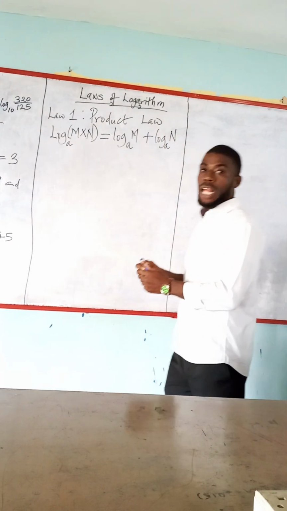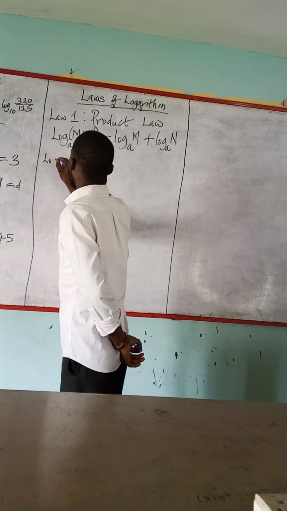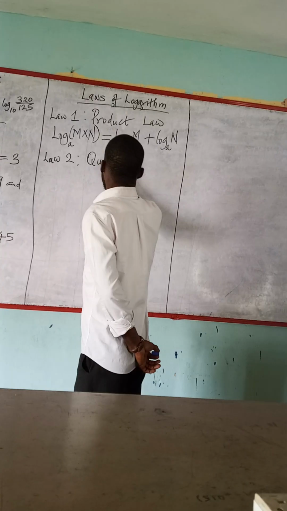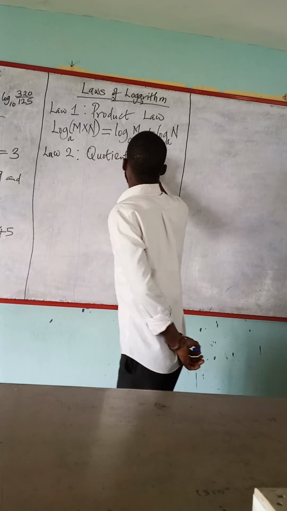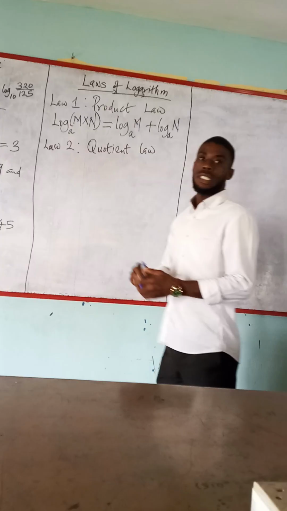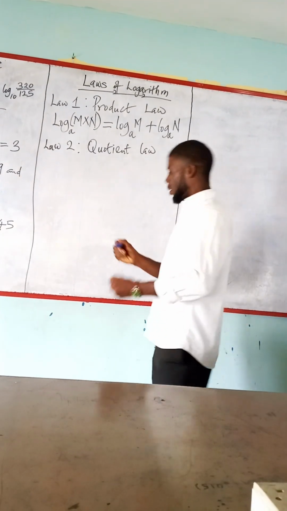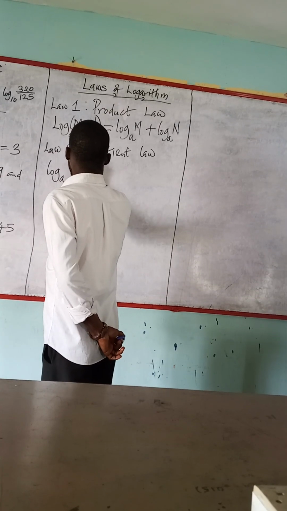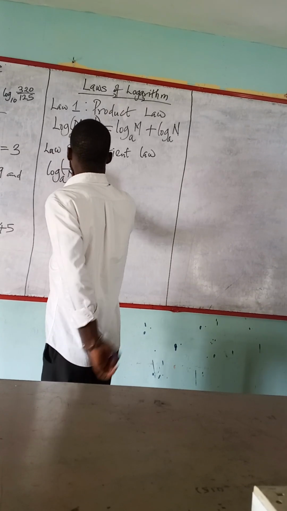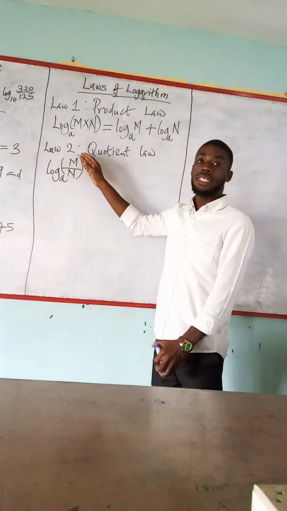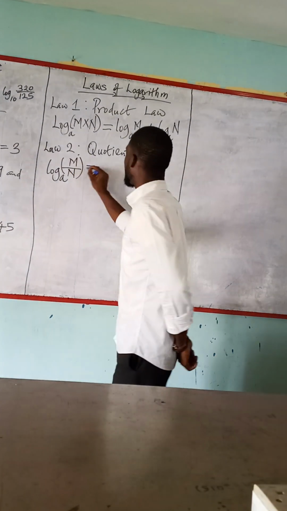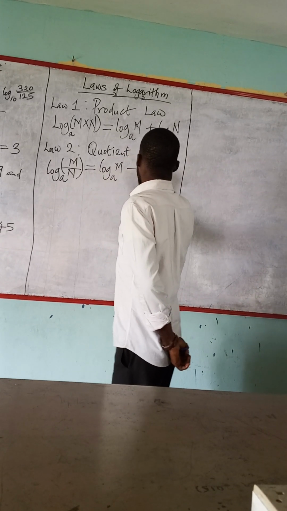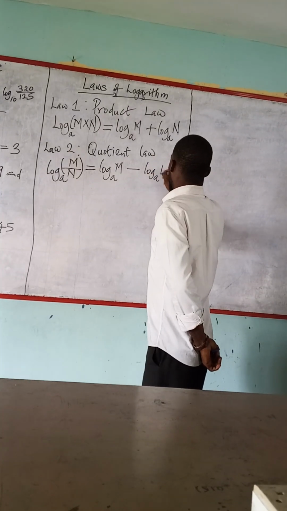N. Another law we can also look at is the quotient law, law 2. What is quotient in mathematics? This is simply what? Division. Still the same thing here. We are saying that if I have something like log base a of m over n, meaning that the logarithm number here is m being divided by what? N. We are saying that it's the same thing as logarithm base a of m minus logarithm base a of what? N.